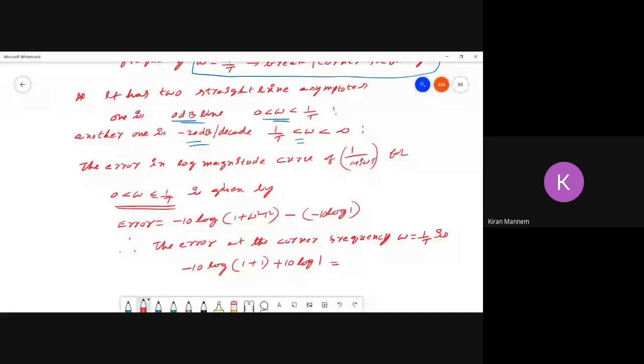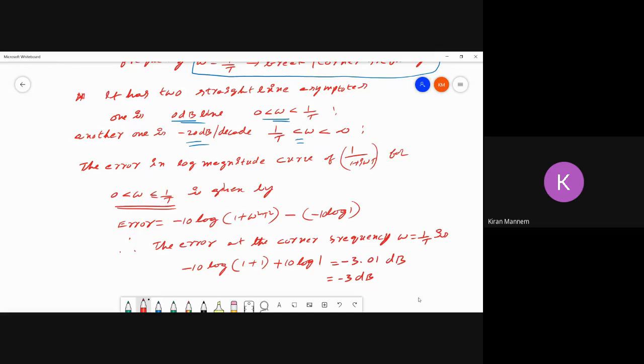Minus 3.01 or 3. So anyway, approximately I can say it is minus 3 dB. So the error at the corner frequency is minus 3 dB. Suppose you have some value, 45 or 35, just draw the line less than this value. That is, you can draw the line at 42 dB or 32 dB. So this is the error.